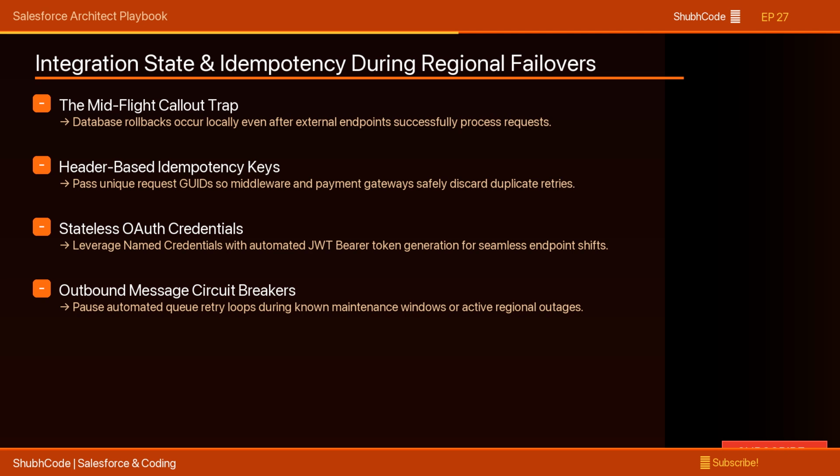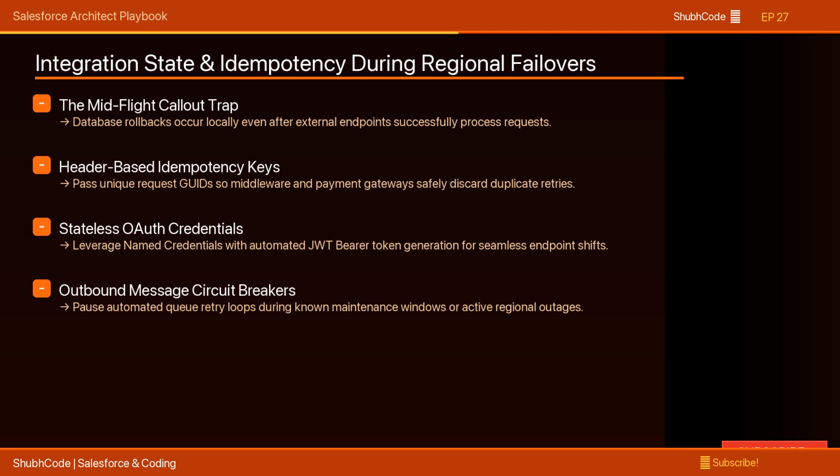Salesforce rolls back its database transaction, leaving the CRM record unpaid, yet Stripe successfully processed the charge. When the system recovers, a naive retry logic will charge the customer a second time. To prevent this catastrophic financial error, every cross-system integration must implement strict idempotency patterns using explicit transaction reference GUIDs.